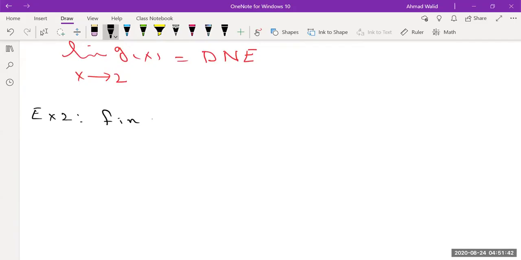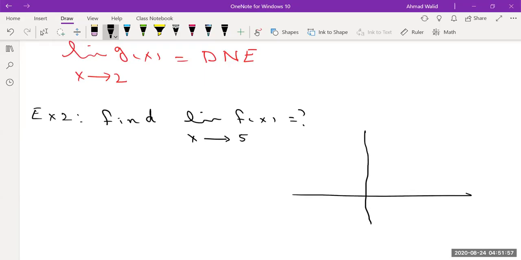Find the limit of f of x as x approaches 5, and I'll draw a graph here. This is your function f of x.